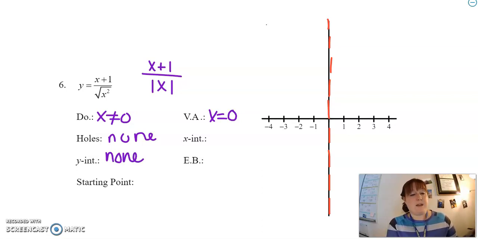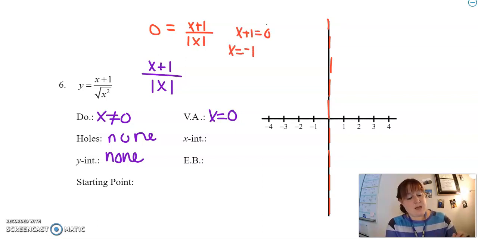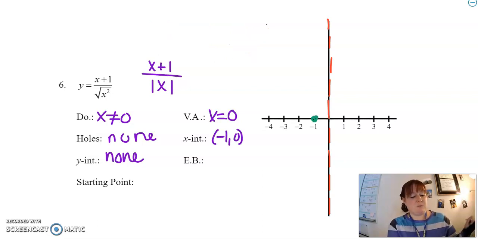What about an x-intercept? Well, when y equals 0, what would make this whole thing equal to 0? Well, x plus 1 would have to equal 0. Therefore, when x equals negative 1, I have an intercept. So negative 1, 0 is my x-intercept, so I can go ahead and graph that. Sometimes I graph right along as I'm doing it, sometimes I wait till the end. Just depends on your choice.